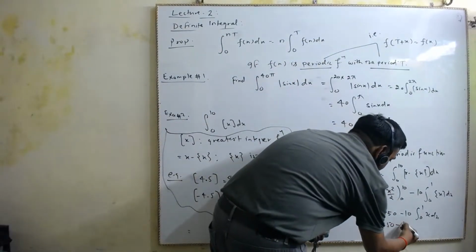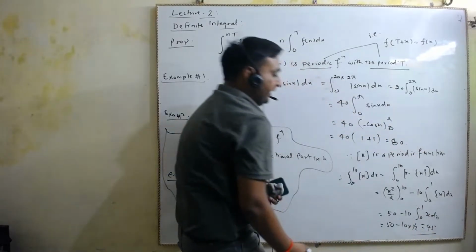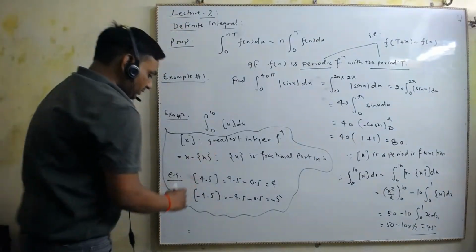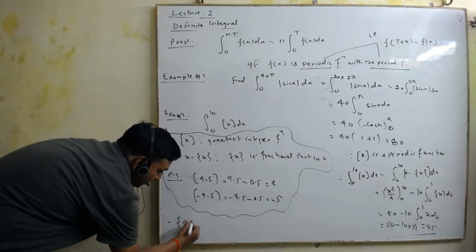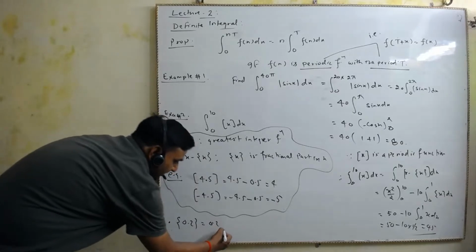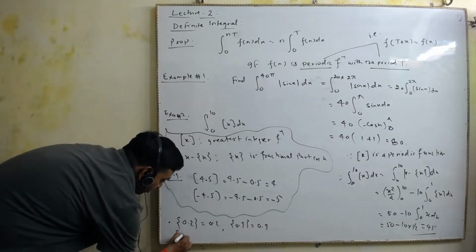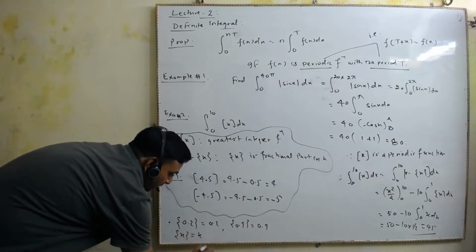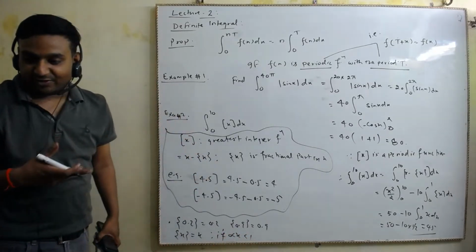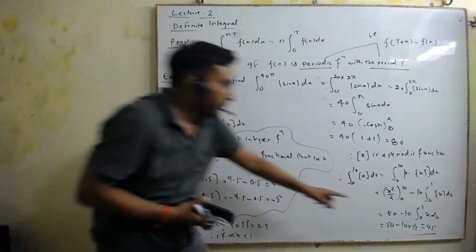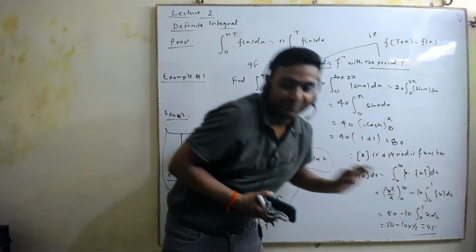So this will become 50 minus, this is x square by 2, so 1 by 2 times 10, that comes out as 45. If you observe, the fractional part of 0.2 is 0.2, and the fractional part of 0.9 is 0.9. So any number that lies between 0 and 1, the fractional part of x will come out as x itself.